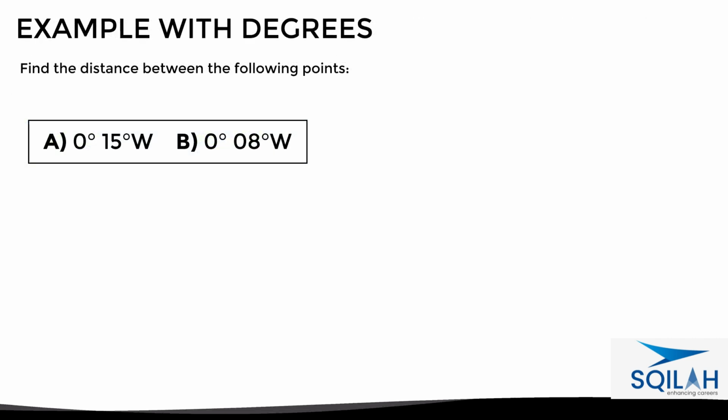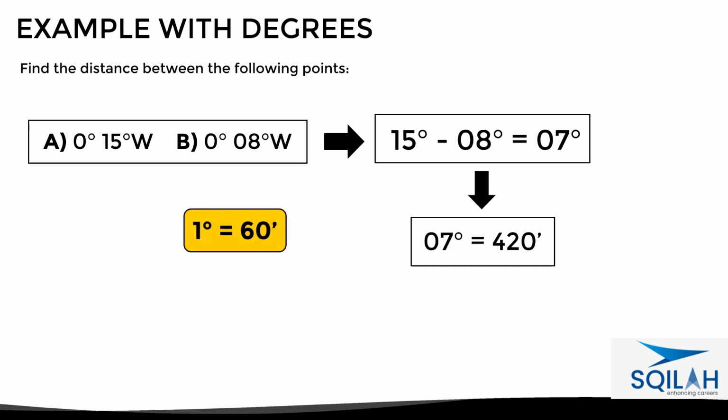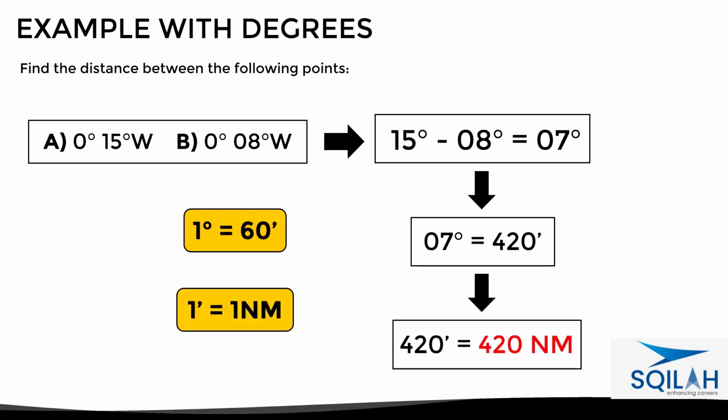Let's see an example. Here the latitude of both points is 0 degrees, which means that they are both on the equator. So to determine the difference in longitude, we just have to subtract the longitudes, obtaining 7 degrees as a result. Now, since each degree equals 60 minutes, this means that the difference in longitude can be expressed as 420 minutes. And since at the equator each minute equals 1 nautical mile, this means that the linear distance between these points is 420 nautical miles.